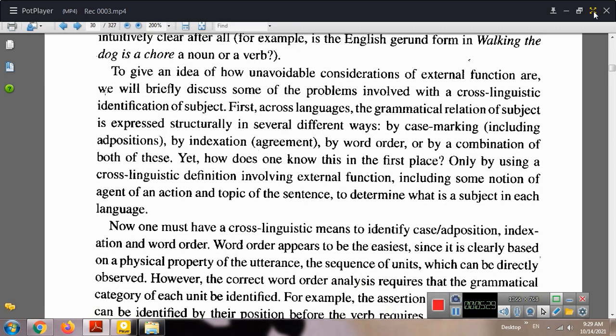To give an idea of how unavoidable considerations of external function are, we will briefly discuss some of the problems involved with a cross-linguistic identification of subject. First, across languages, the grammatical relation of subject is expressed structurally in several different ways.